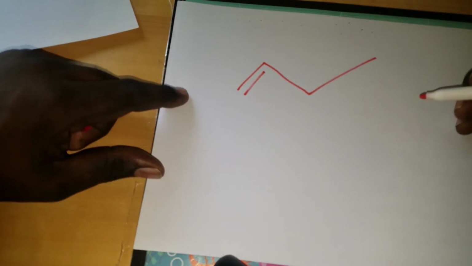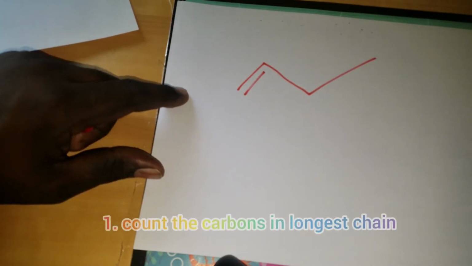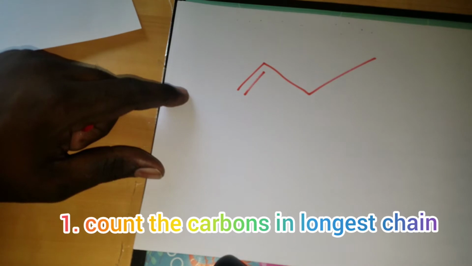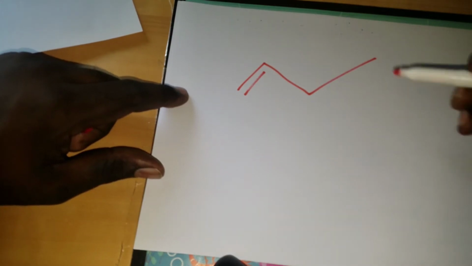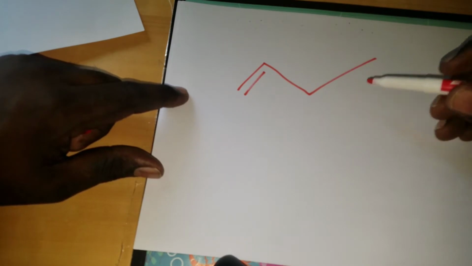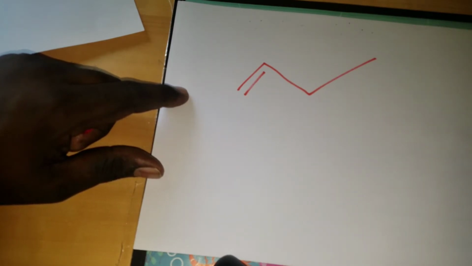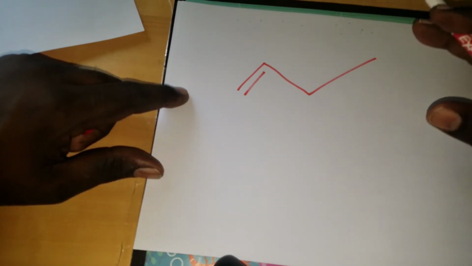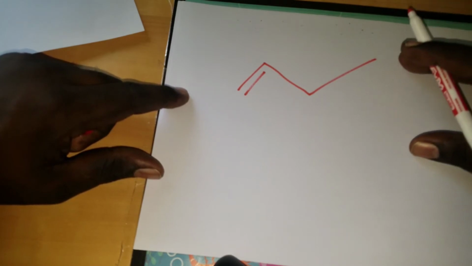Okay, so the first thing you want to do is count the number of carbons in the longest carbon chain. Now, if you have difficulty converting your structural formula to the skeletal formula, I'm going to leave the link for a video of how to convert your structural formula to your skeletal formula in the description, so you can watch that video. It will help you to understand the skeletal formula that we're going to be using.